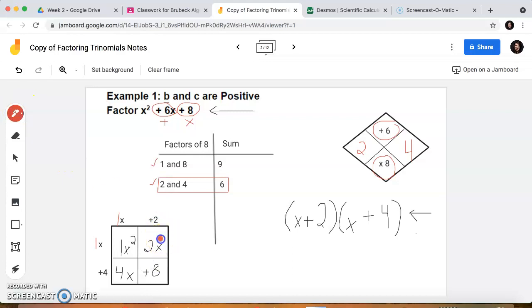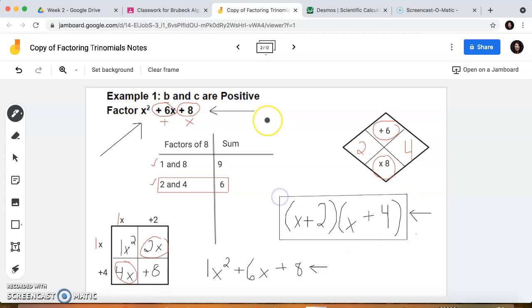Then I can add my like terms, my 2 and my 4. And so the answer is going to be, you can write the 1 in front or you don't have to, 1x squared, 4 plus 2, that's going to be 6x, and then plus 8 at the bottom. Notice how this is exactly the same as that. So if you multiply these two together, you are going to get your original trinomial of x squared plus 6x plus 8. So these are the factors. These two expressions multiply to get us x squared plus 6x plus 8.